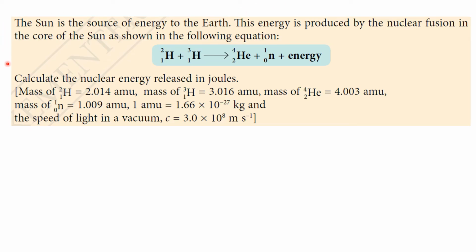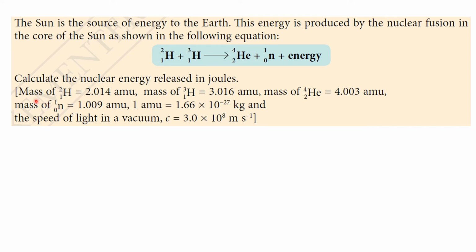Alright, let's take a look at the problem here. The sun is the source of energy to the earth. This energy is produced by nuclear fusion in the core of the sun as shown in the following equation. You have 2H plus 3H. This is known as deuterium, and this is known as tritium. When a deuterium and a tritium fuse together, you will get helium and one neutron and also nuclear energy. Please calculate the nuclear energy released in joules.